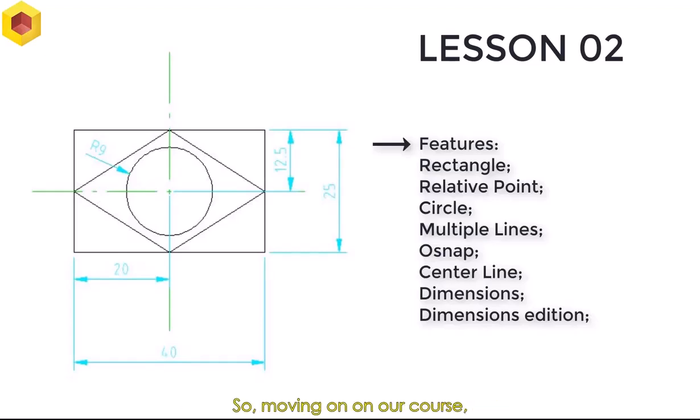So moving on in our course, now we're going to do our second exercise, in which we'll learn several interesting features. First, we'll learn the command rectangle. That's pretty simple. Then we'll see the command relative point that we use to create a geometry based in an already made geometry. That's a very useful command. We'll learn the command circle and review the command multiple line. We'll also review the Osnap reference points, the center line, and dimensions.